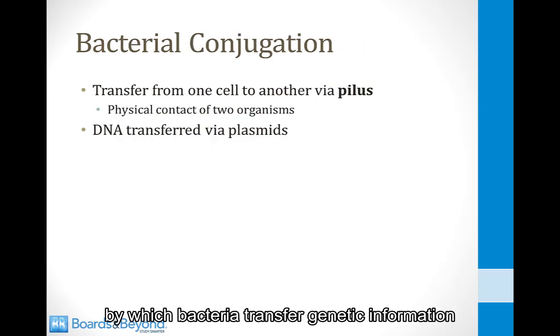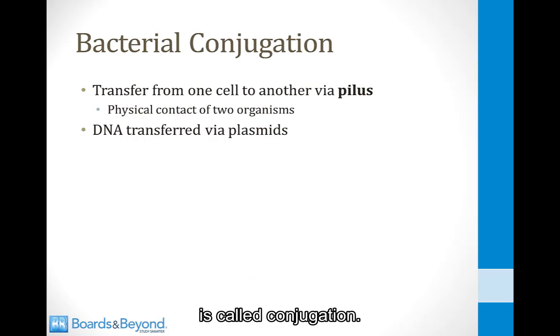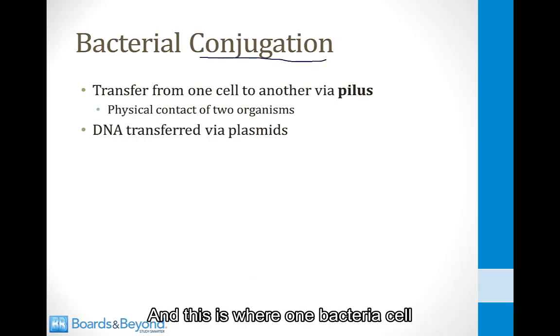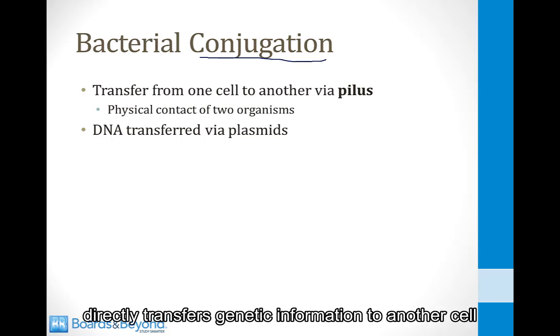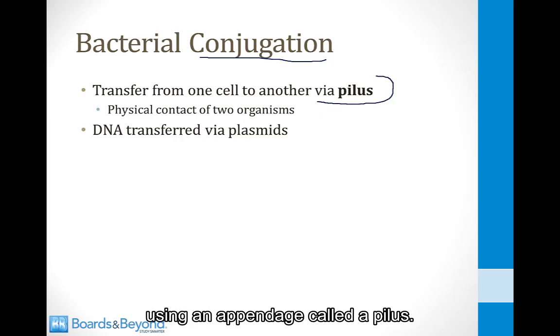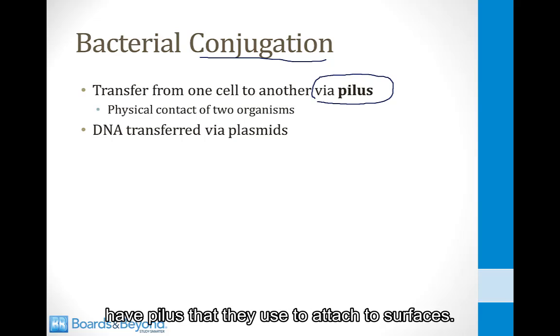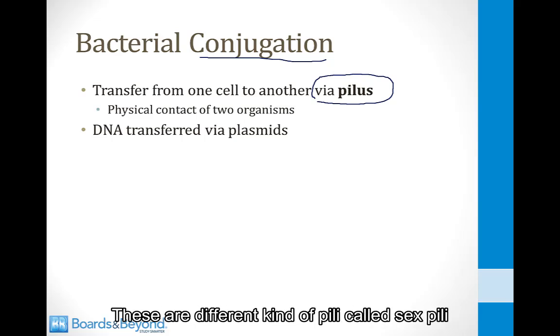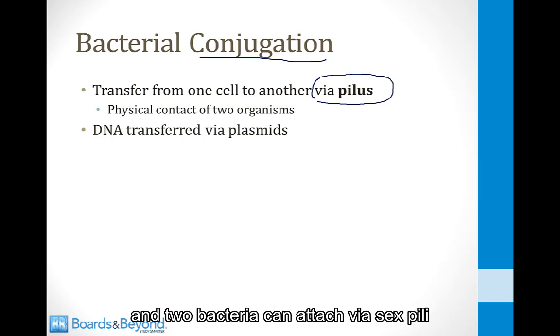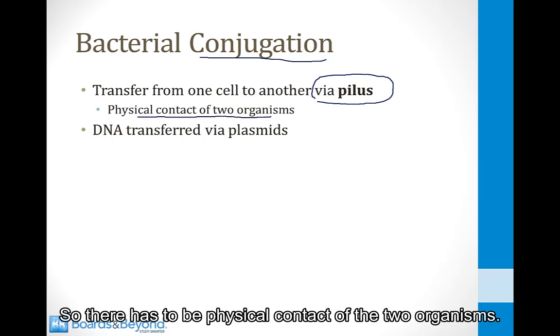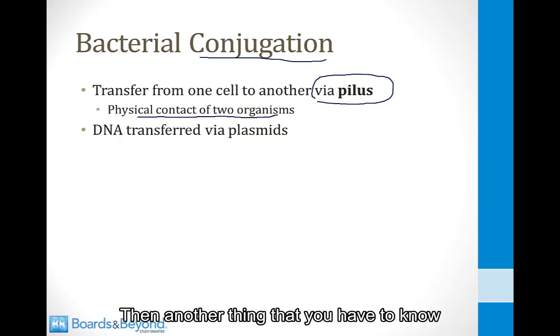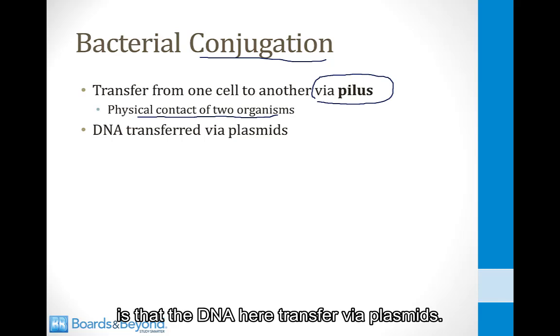The next method by which bacteria transfer genetic information is called conjugation, and this is where one bacterial cell directly transfers genetic information to another cell using an appendage called a pilus. Now you may know that some bacteria like E. coli have pili that they use to attach to surfaces. These are a different kind of pili called sex pili, and two bacteria can attach via sex pili and exchange genetic information. So there has to be physical contact of the two organisms. Another thing you have to know is that the DNA here is transferred via plasmids.